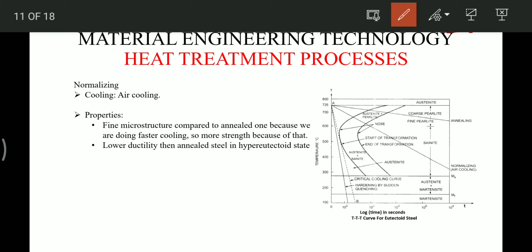Then cooling is done in air, I have already told you. The properties we get in normalizing are a fine microstructure compared to the annealed workpiece, because we are doing faster cooling here, and more strength because of that. Here the ductility will be reduced as compared to annealing, for the hypereutectoid steels.